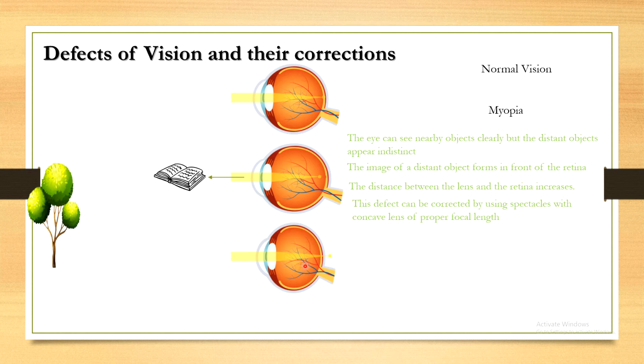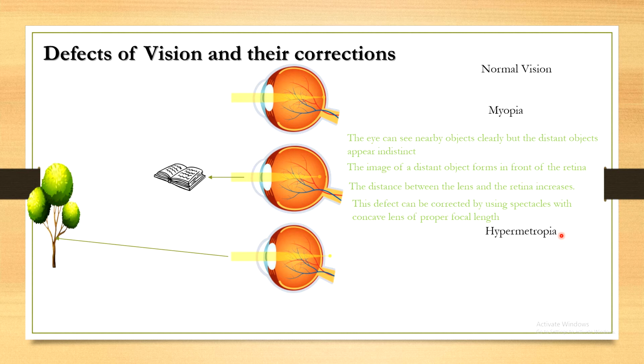Now in the third eye, you can observe that it cannot see nearby objects clearly, but it can see objects at a far distance. So the image is formed behind the retina. This defect is called hypermetropia, that means farsightedness.